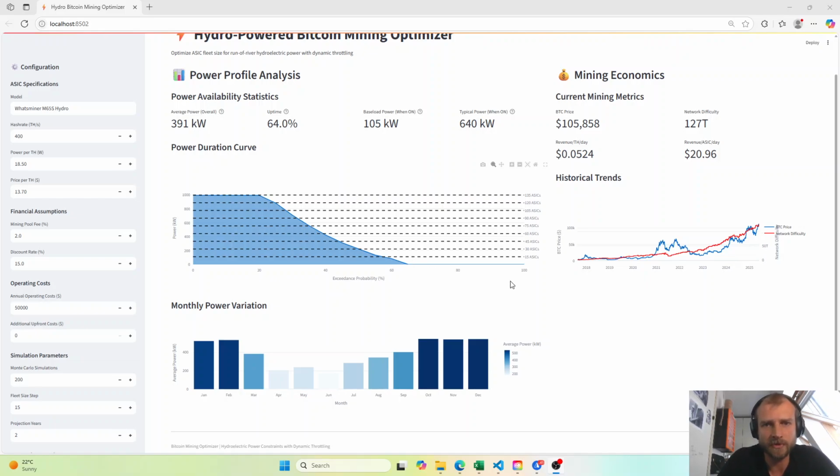So essentially, you want to answer the question: what is the most optimal amount of ASICs to install at that specific site with that specific power profile to get the best financial outcome? You can install 15 ASICs, for example, with 60% uptime, or you can install all 1 megawatt, which will only be running 20% of the time.